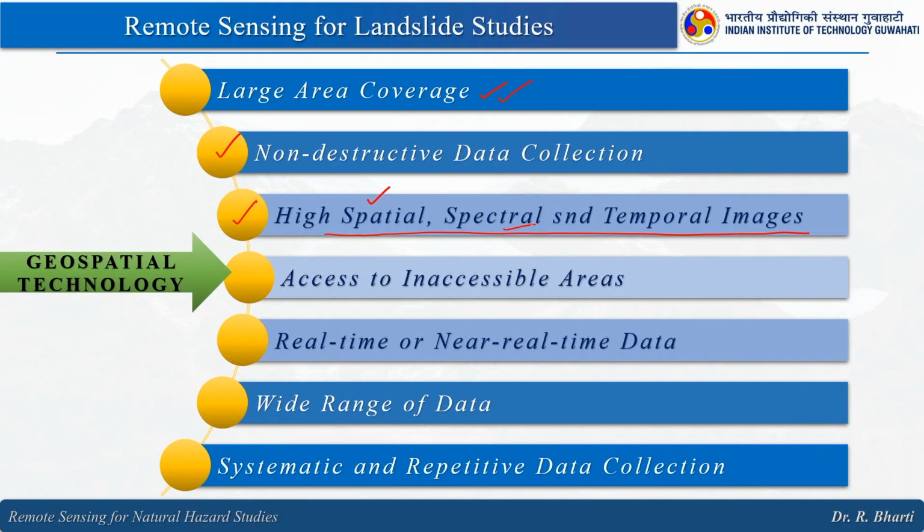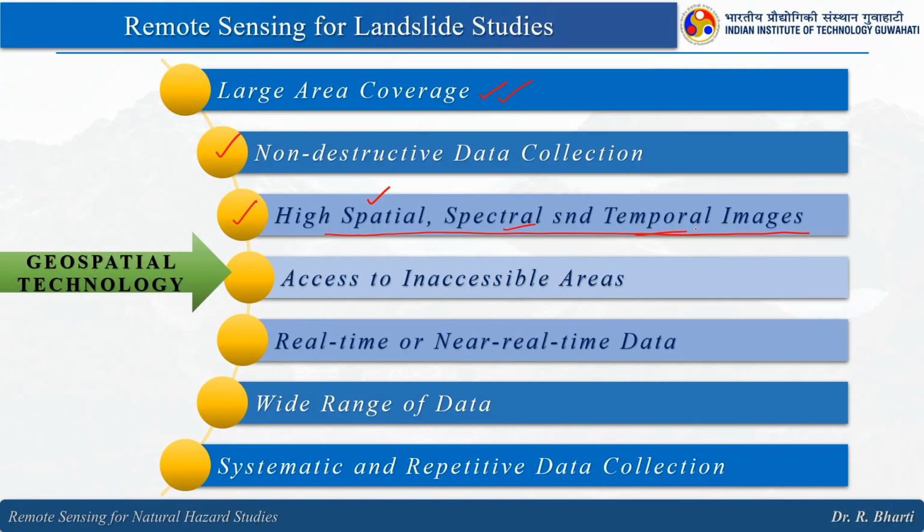Now comes the spectral resolution. Spectral resolution provides you the characteristic absorption feature information about the target. Whether a particular target is X, Y or Z is identified using the characteristic absorption features given by that target in different wavelength regions.